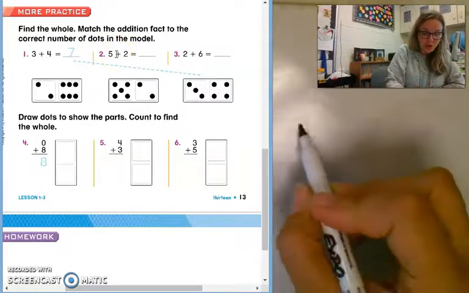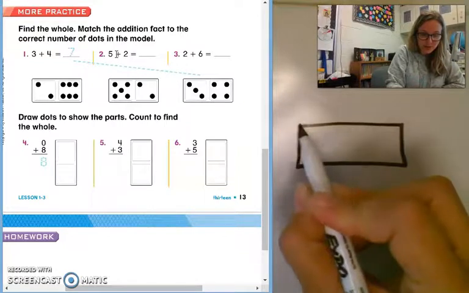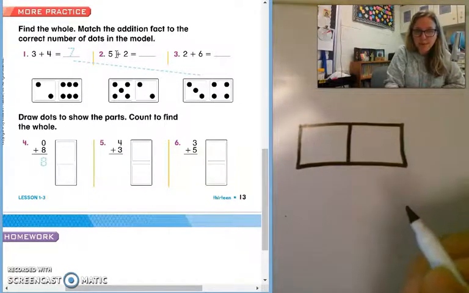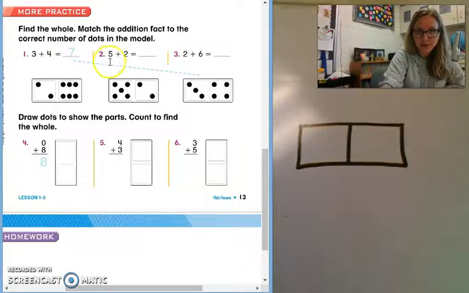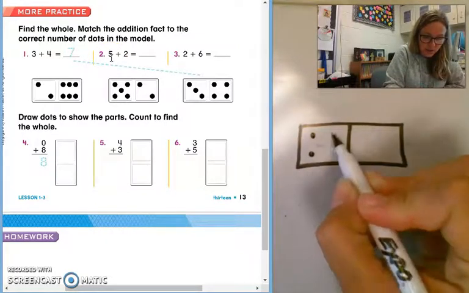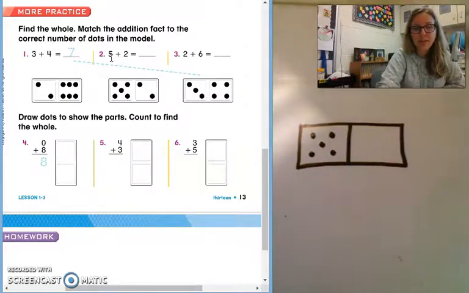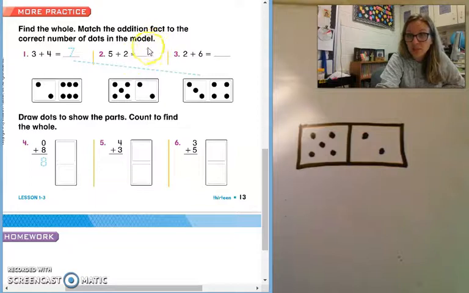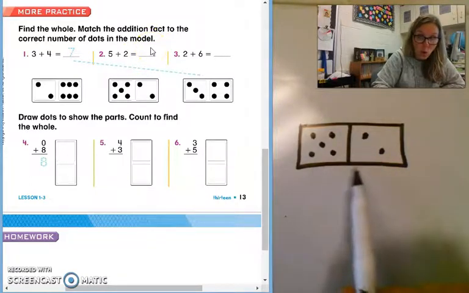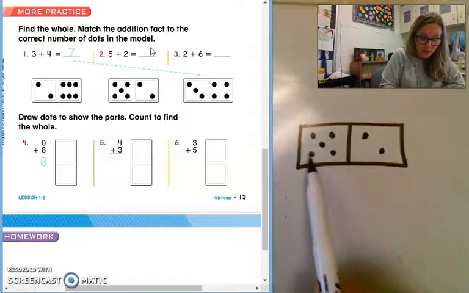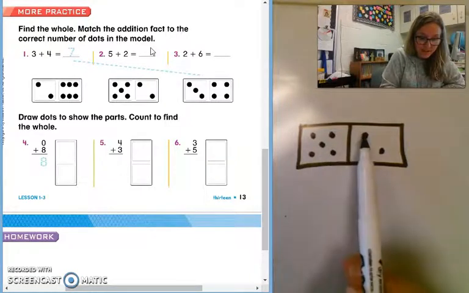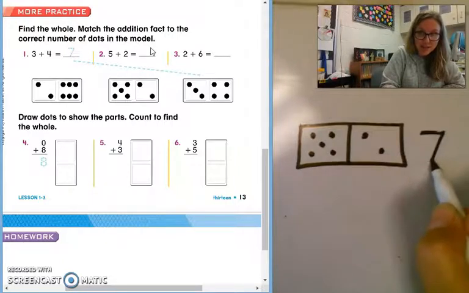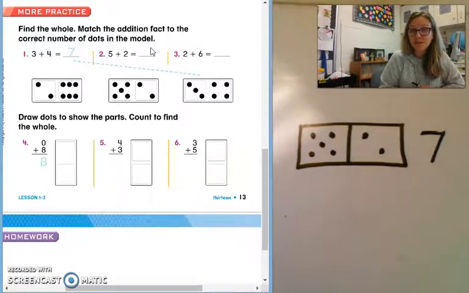So I'm going to draw out my rectangle with 2 parts, and I'm going to draw 5 for my first part right here. 1, 2, 3, 4, 5. Then I'm going to draw 2 for my second part right here. 1, 2. Now to figure out this sum or this total, I count up the whole amount. So I have 1, 2, 3, 4, 5, 6, 7. So all together, I have 7 for that answer. So here you can put 7.